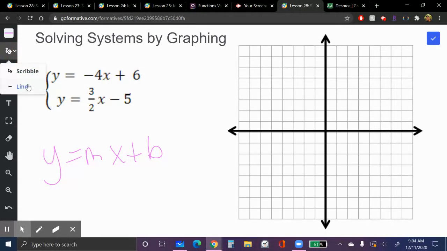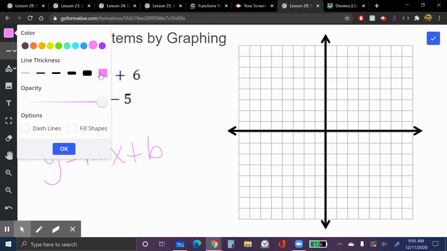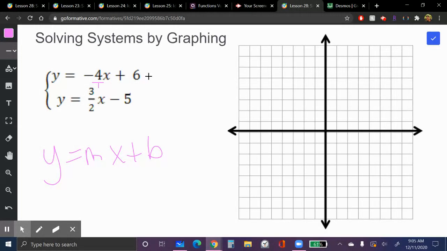So in this one right here, this is where you start. You start at 6, and your slope is negative 4 over 1. So it goes down 4, right 1. I'm going to label this one pink. So you're going to start at 6. From the origin, go up 1, 2, 3, 4, 5, 6. Make your point there.